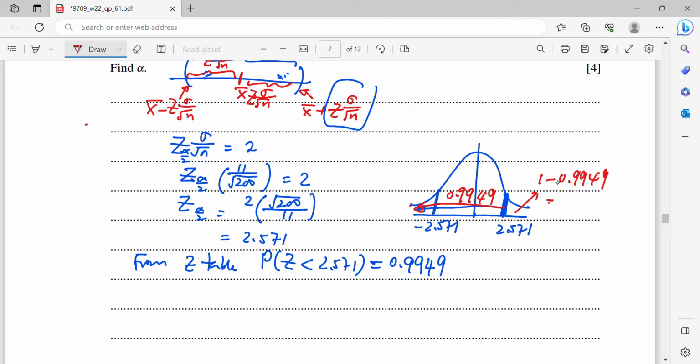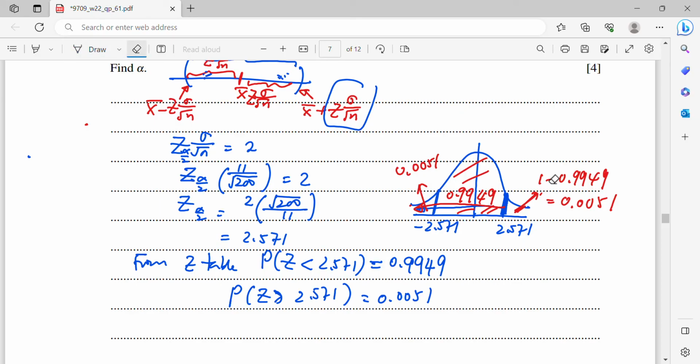Alright, so I will get this is 0.0051. And don't forget, the confidence interval means the middle. So if the right-hand side, the upper tail, is 0.0051, which means this part is also 0.0051. Therefore, I will say P(Z > 2.571) is 0.0051. Okay, I have explained just now.